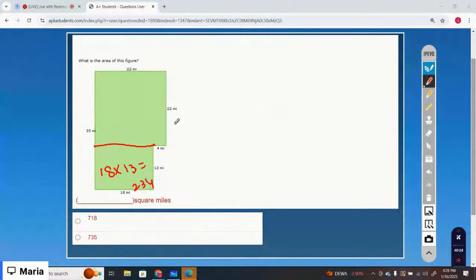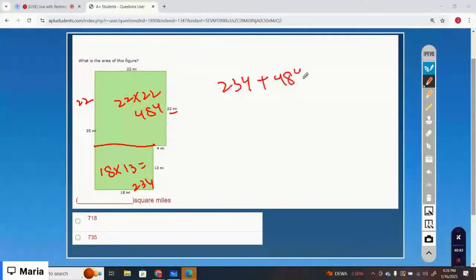And for this we have 22. This is also 22. That is a square. So 22 times 22 is 484. So just add both the areas.